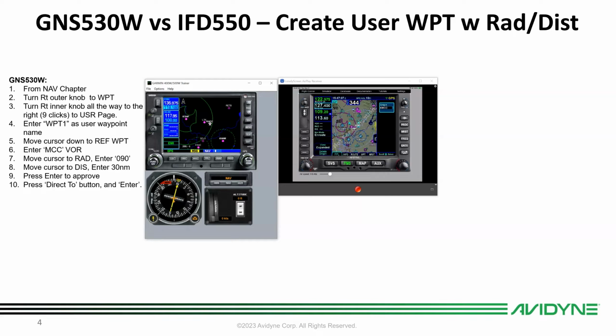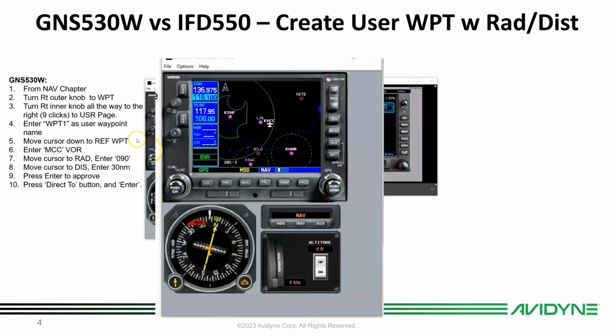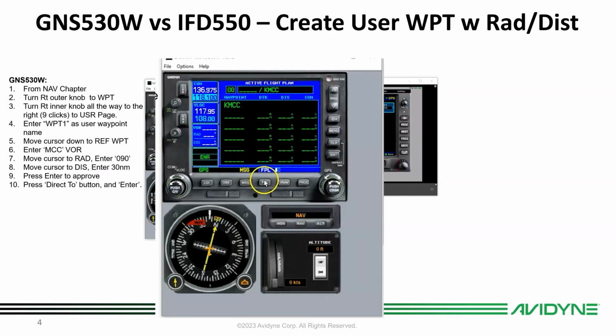Okay, in this video we're going to take you through how to create a user waypoint using the radial and distance off of a known fix. On the 530, I'll use the simulator here. We are in the nav chapter. Incidentally, I'm sitting at MCC, McClellan Airport. We're going to create a user waypoint on the 090 degree radial off of MCC and a distance of 30 miles. So let's see how to do that.